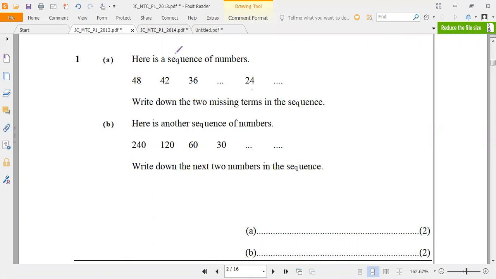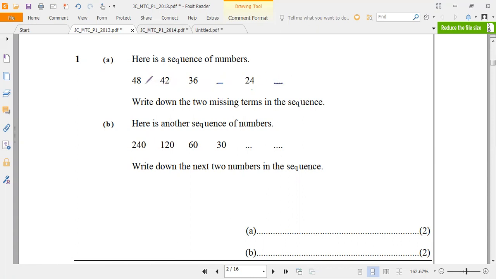For today, we are going to discuss this paper here. I think by the end of this, we shall be able to answer all questions related to the questions that are here. In our first question, we are asked to complete the following sequences and write down the missing terms in these sequences. The first sequence is 48, 42, 36. They need us to fill what is here and also fill what is here.